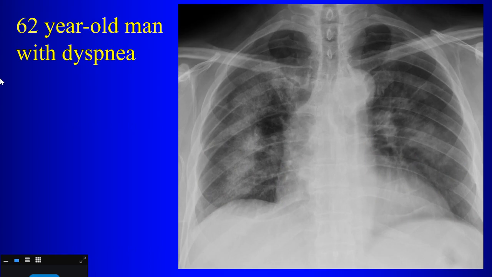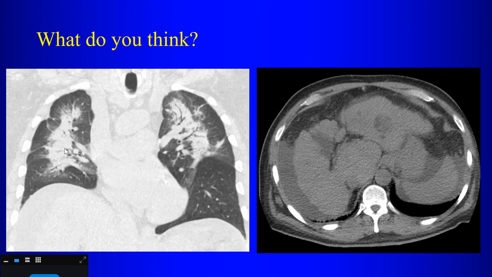Okay. 62-year-old man with shortness of breath. Is the X-ray normal? No. What does it show? Bilateral hazy pulmonary opacity. Yeah, right. So we have these bilateral consolidations. Okay, big deal. But it looks like this on the CT, and here's another image from the CT.